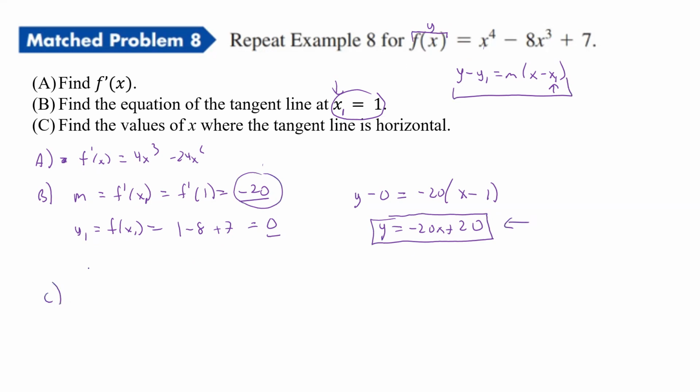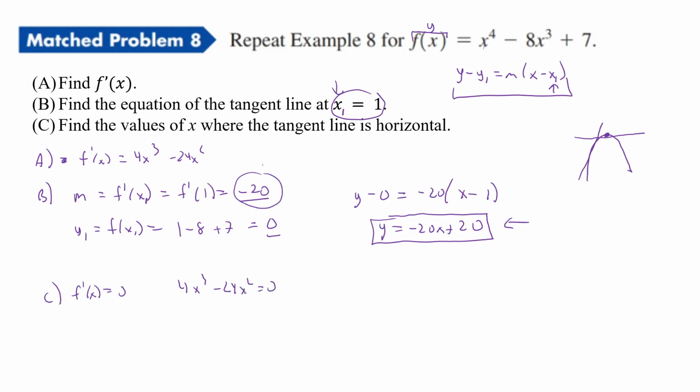All right, C. Find the values where the tangent line is horizontal. Remember, if we have, I don't know, we're just guessing here, a tangent line, that's a line that goes like that. Horizontal means it goes through that point there, so it's going to have a slope of 0. So we want f prime of x equals 0, and so 4x cubed minus 24x squared equals 0.